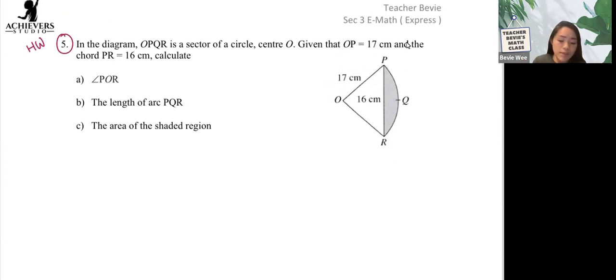Okay, so I have a sector of a circle, center O, given that OP is 17, and the chord is 16. I want to calculate angle POR. How do I do this? OP and OR are the radius, correct or not? So they are going to be the same. Should I be using cosine rule or sine rule?